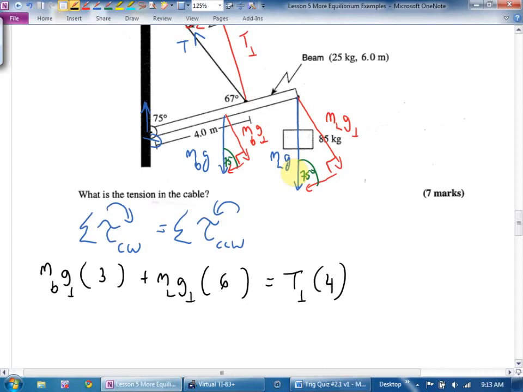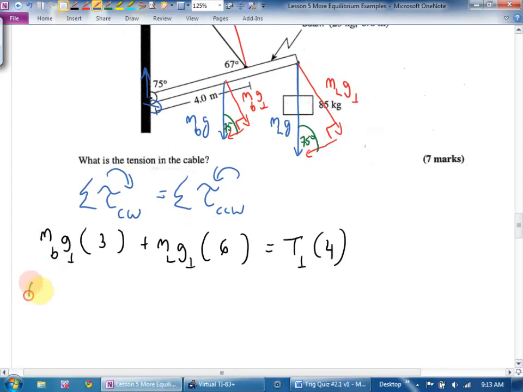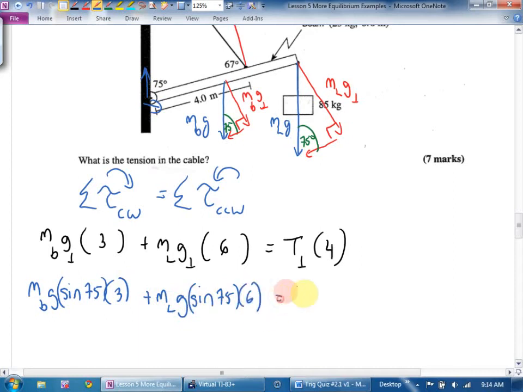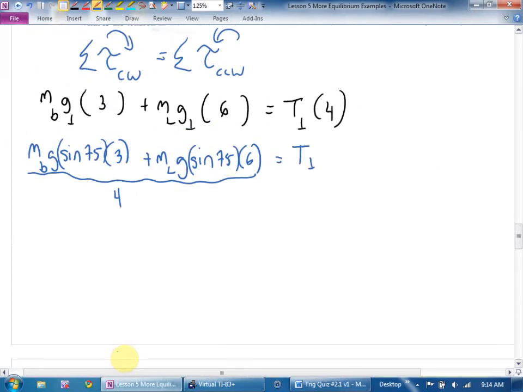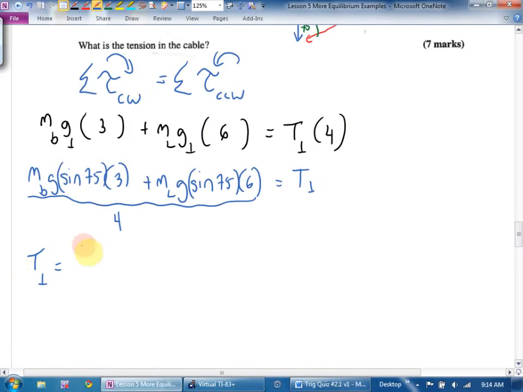So for both of these, it's going to be mass of the beam G sine 75 times 3 plus mass of the load G sine 75 times 6 equals, and I'll do the trig for perpendicular at the very, very end because that's too much trig, but I am going to divide by 4 on this line and get the perpendicular by itself because it's my last step. I got room? Good. Tension perpendicular is going to end up being, what was the mass of the beam? 25 and 85. 25 times 9.8 sine 75 times 3 plus 85 times 9.8 sine 75 times, it was 6, right?